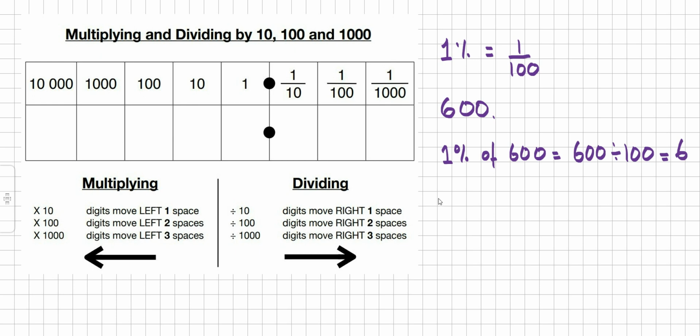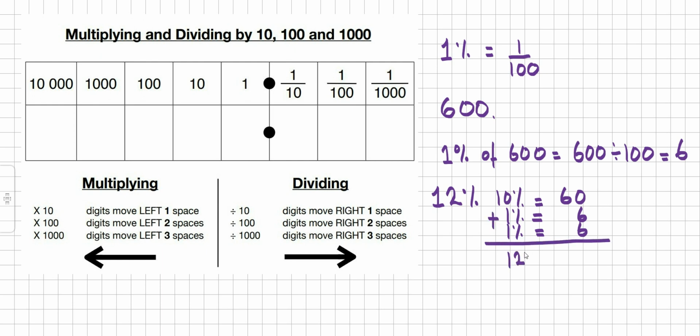And how's that going to help us? Well, if we want to work out more complicated percentages, such as maybe 12%, then we could think, well, 10% is 60, 1% is 6, I need another 1%, which is another 6, and then I can add those together, so I get 12% is equal to 72.